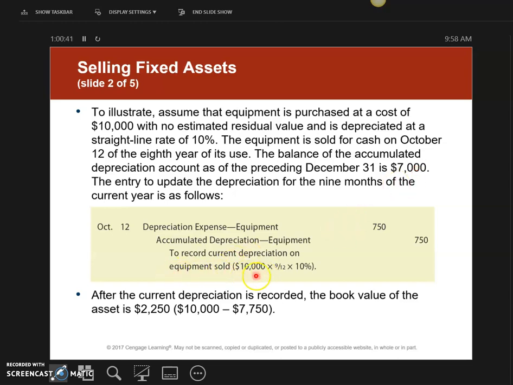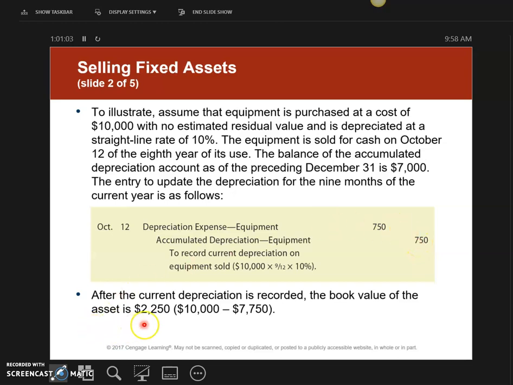Remember, depreciation is $1,000 times 9 months out of 12. So this is 10,000 times 10%, which would be 1,000 times 9 months out of 12. So of the $1,000 a year, I'm going to update depreciation by $750. I'm updating it to date.